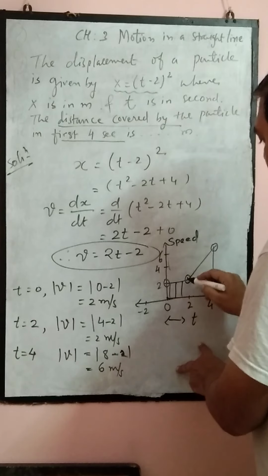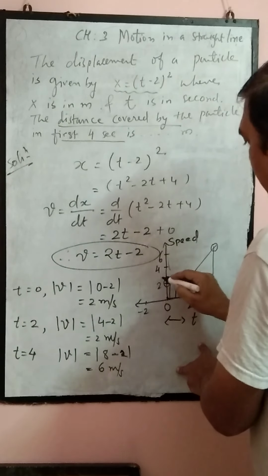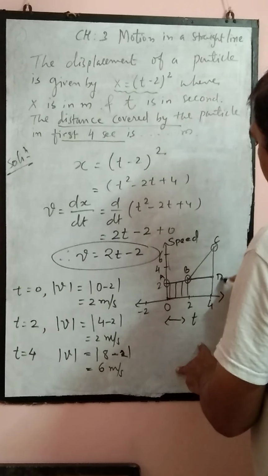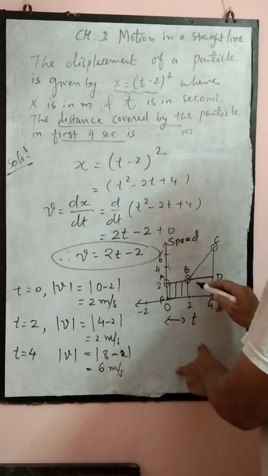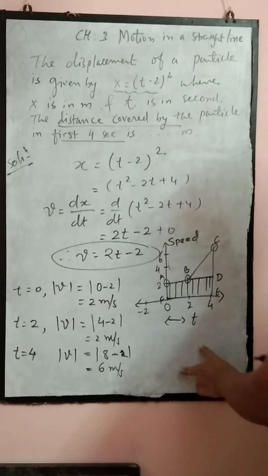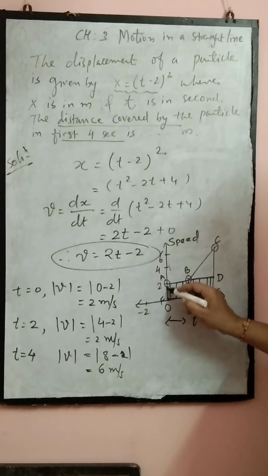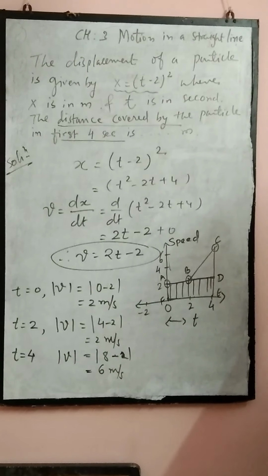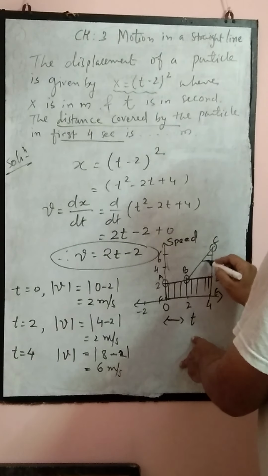Area of the shaded part, that means, suppose I say this point is A, this point is B, this point is C, this point is D, okay, E and F. So here we have two different shapes. One is a rectangle and the second is a triangle, right? So area will definitely give you displacement or distance.